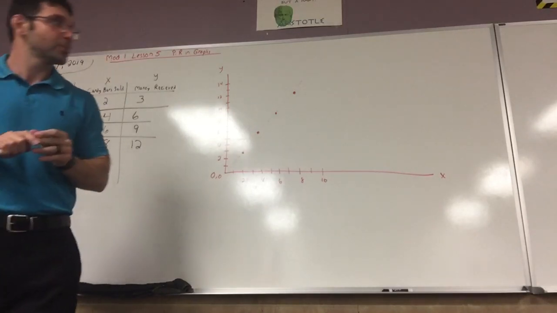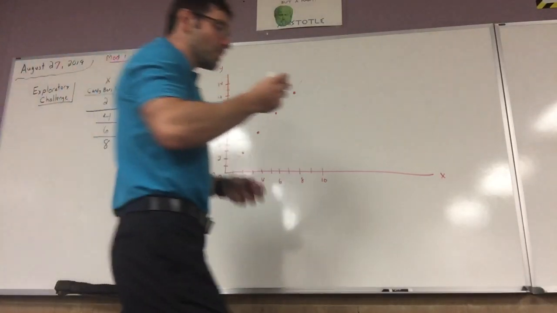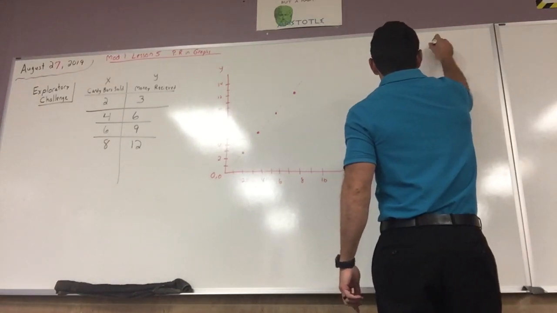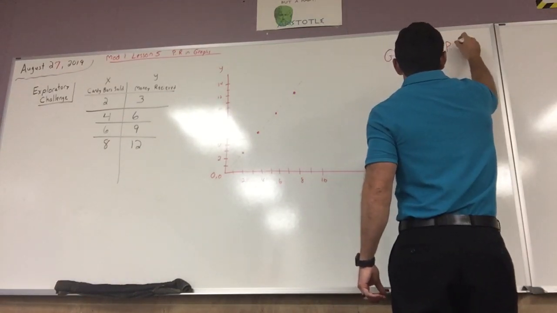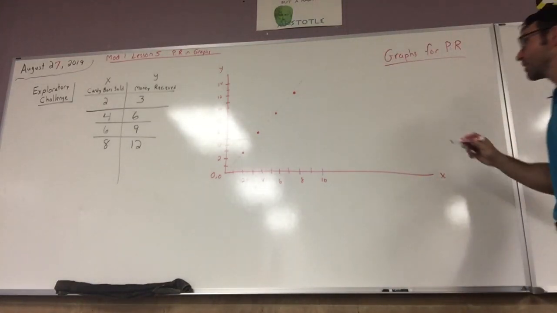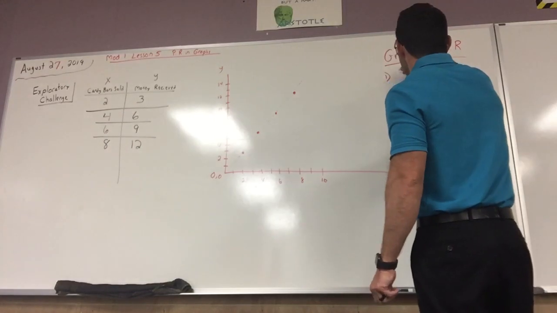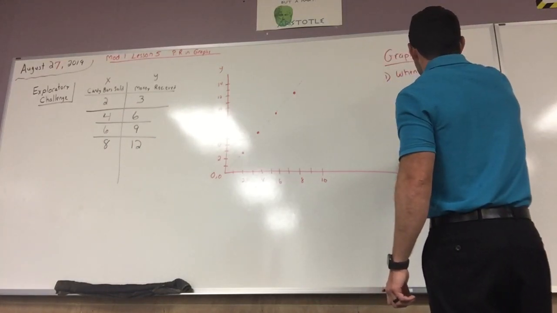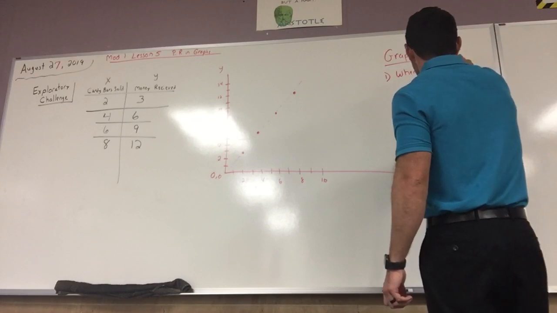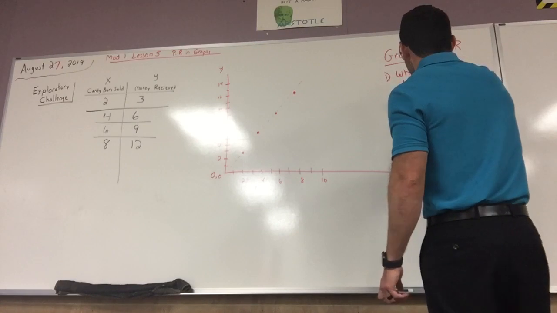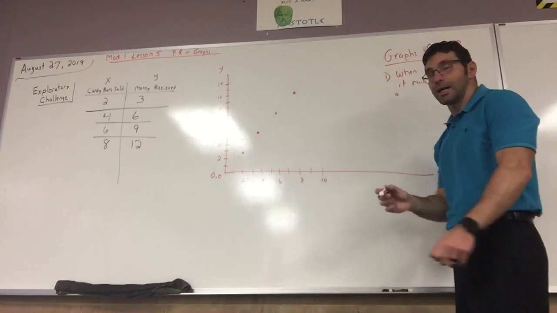So one of the things that we have to know, so graphs for proportional relationships. There are two important things that we have to know about this. The first one is when plotted, it must form a straight line.